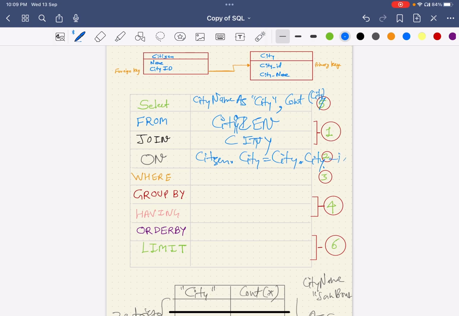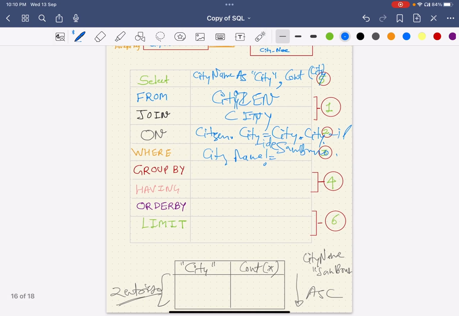City ID, sorry, yeah, where city name not equals to San Bruno. We will put a where condition, and the group by will be on the basis of city dot city name, and the count of this will be greater than or equal to 2.